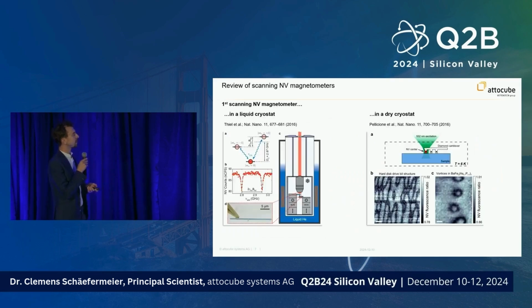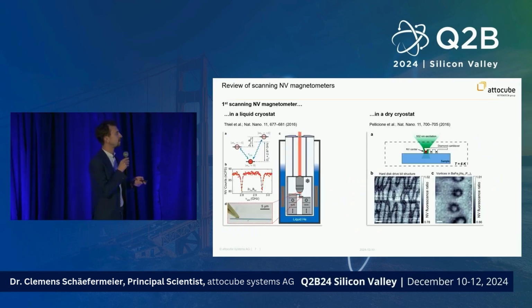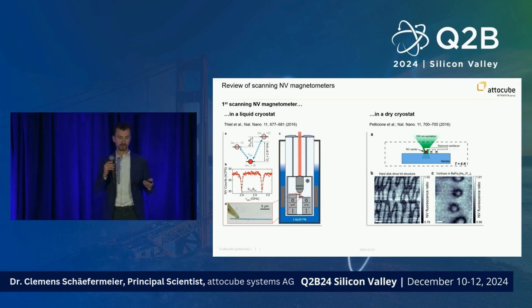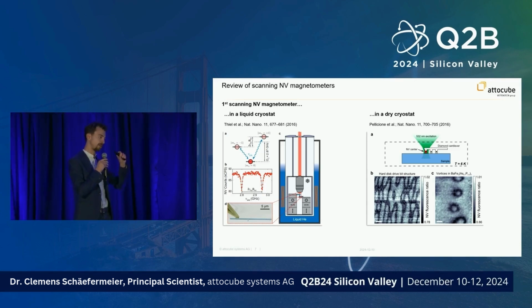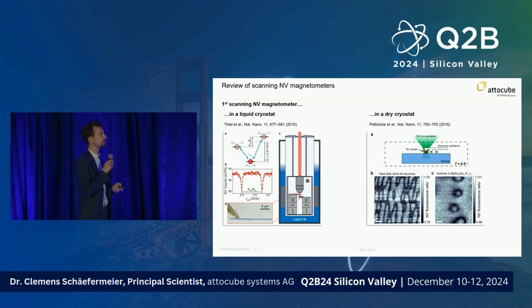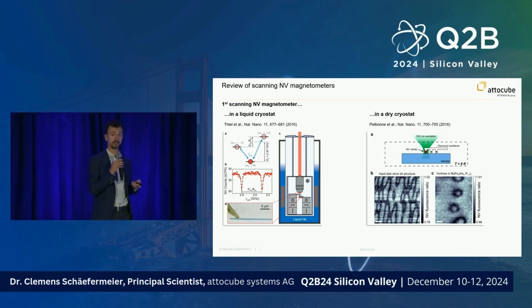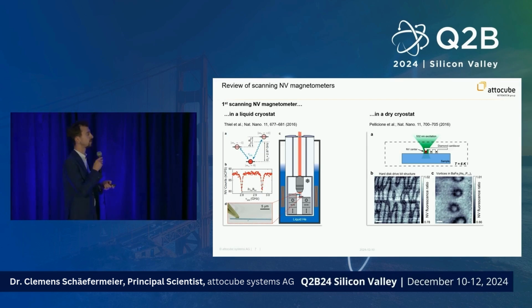A few years later, 2016, this was realized also in a cryostat. So cryostats are notoriously difficult to operate. You have confined space, you have vibrations, and so on. And also people realized that instead of attaching a nanodiamond to a tip, to an AFM needle, you can just make the tip of diamond and implant an NV center in it. So that renders things much more robust and much easier to use.